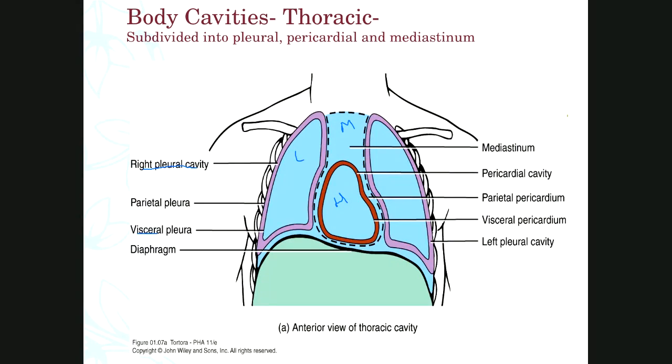Here's the pericardial cavity. Around the outside, we call it the parietal pericardium, which is a serous membrane around the outside cavity. And then we have the visceral pericardium, which is a thin layer of serous tissue right on the heart itself. And within the cavity, there's serous fluid.